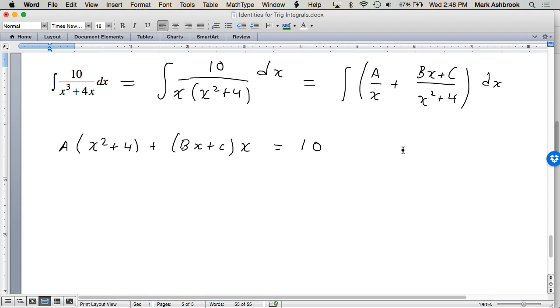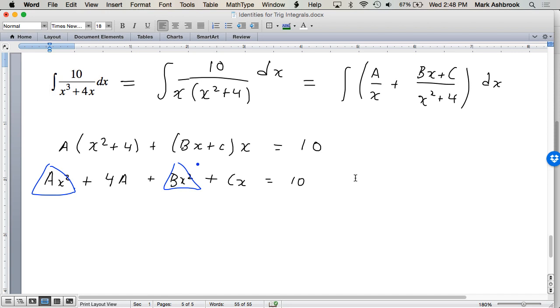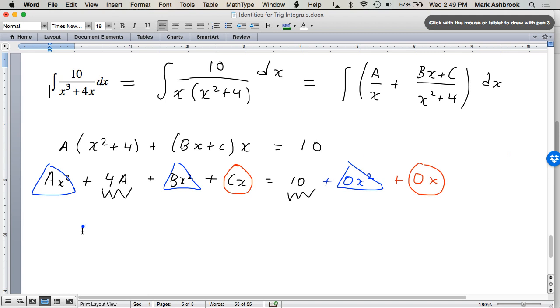So there's our numerator equation. We'll have ax squared plus 4a plus bx squared plus cx equals 10. We have a cx term, right? We have 0x. We just have a constant 10. So that means 0x squared and 0x. So we're going to have a plus b equals 0, c equals 0.